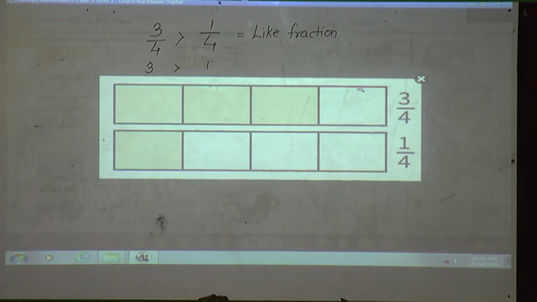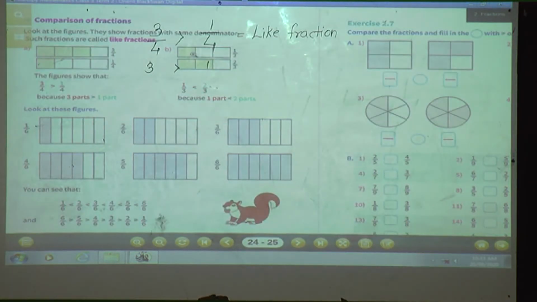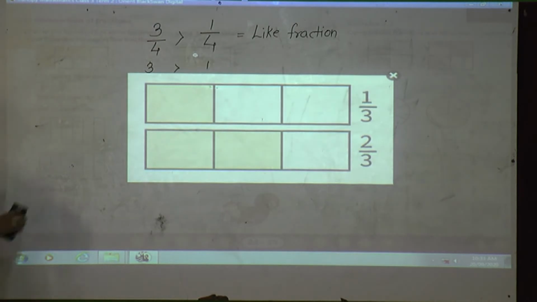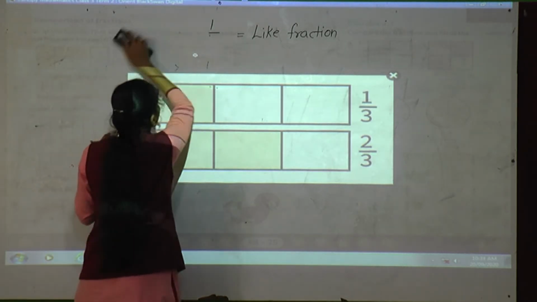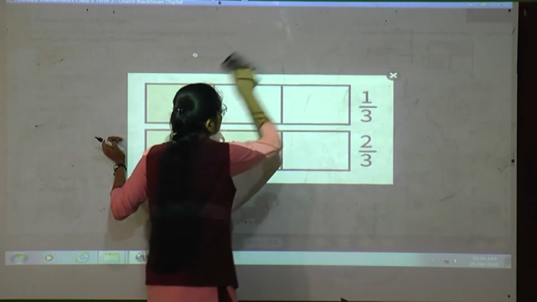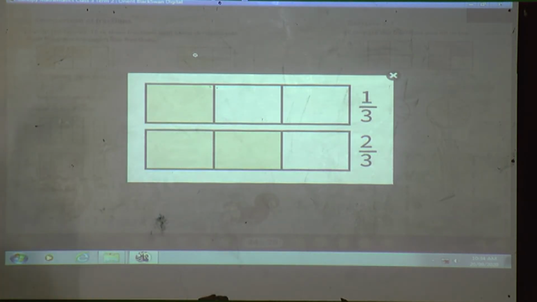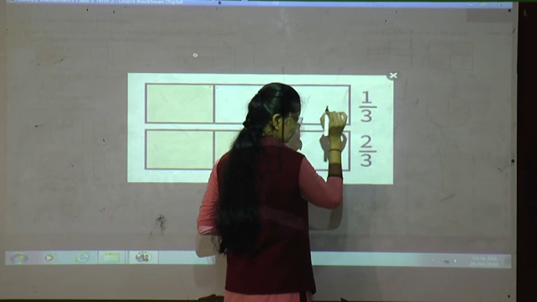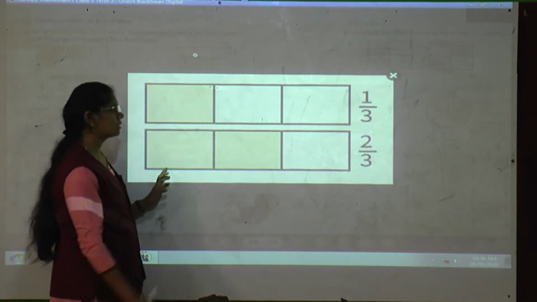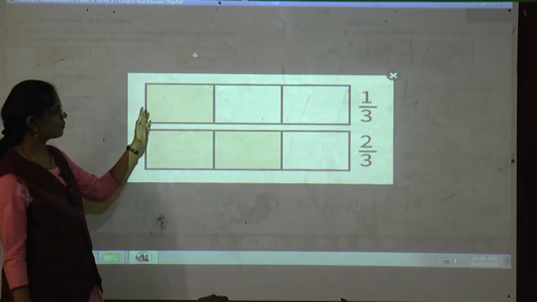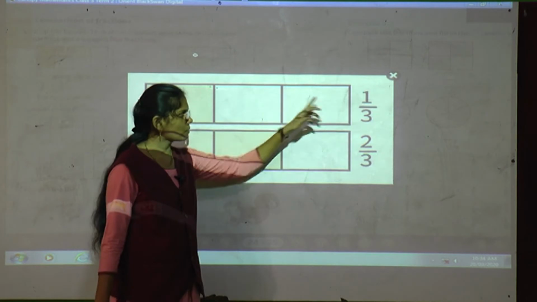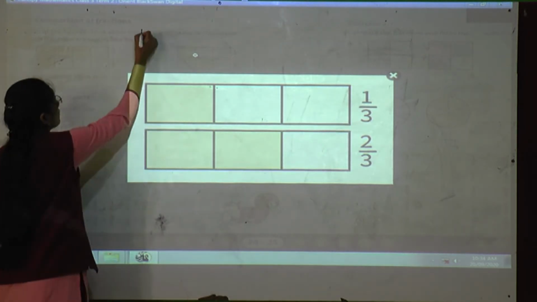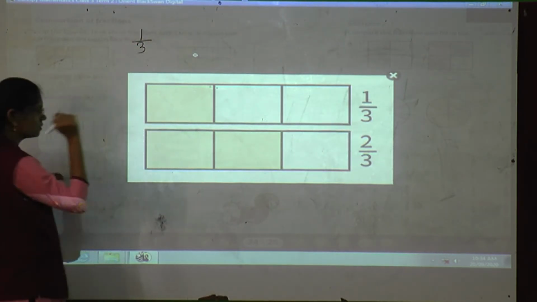In this way you can do the comparison. Now we'll see one more example. See this second example. Here in the first figure, this whole is divided into 1, 2, 3 equal parts. So here we have written 3. Now out of that 3, one part is shaded. So the fraction of the first figure is 1 by 3.